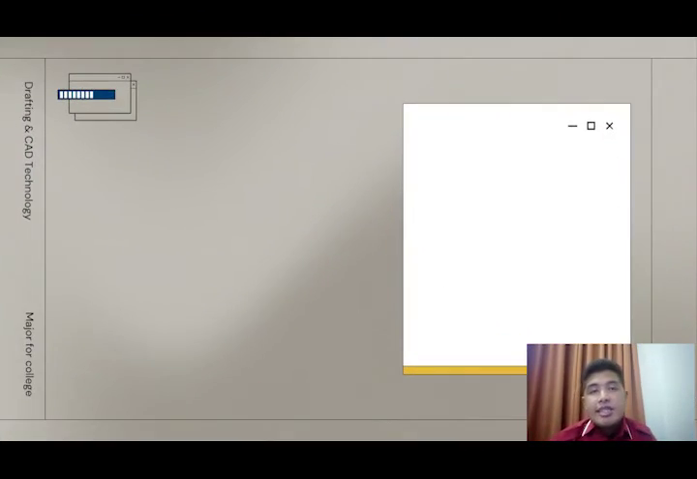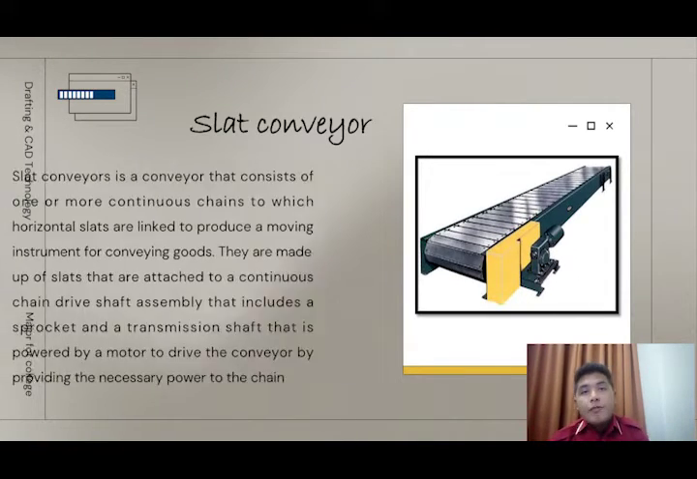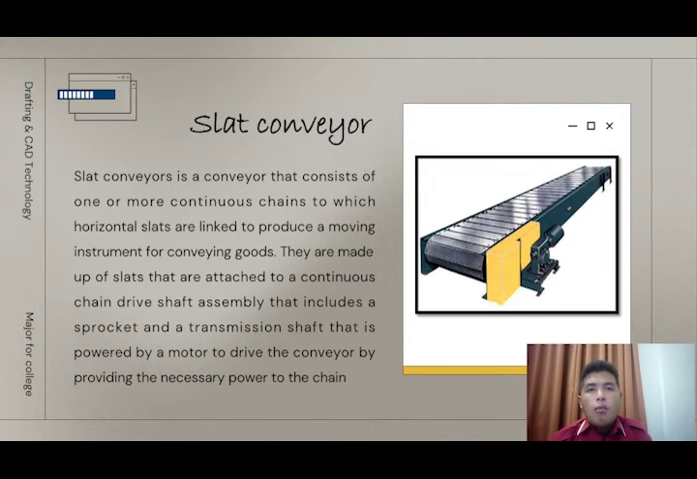The last conveyor system is the slide conveyor. The slide conveyor contains one or more continuous chains to which horizontal slides are linked to produce a moving instrument for conveying goods. They are made up of slides attached to a continuous chain drive shaft assembly that includes a sprocket and a transmission shaft powered by a motor to drive the conveyor by providing the necessary power to the chain.